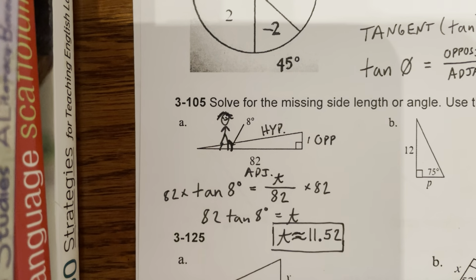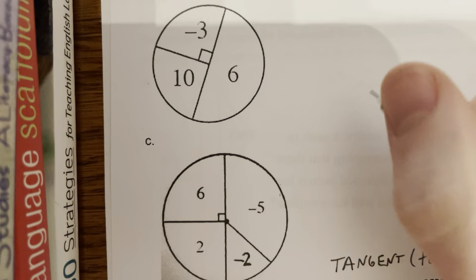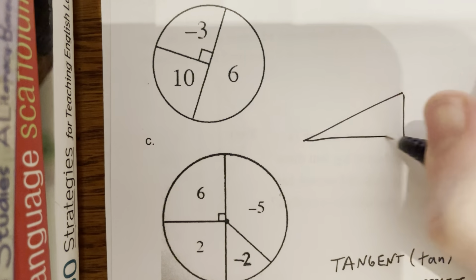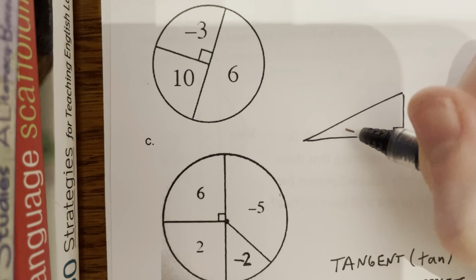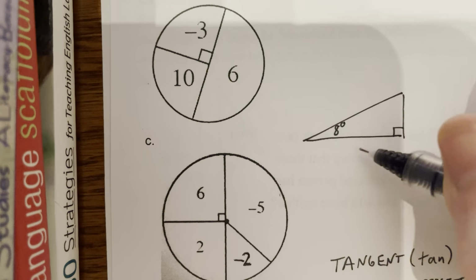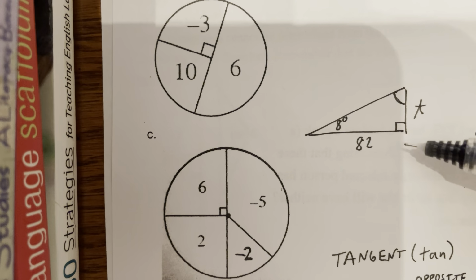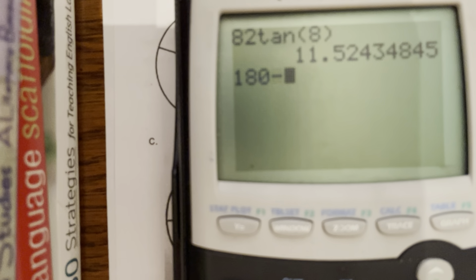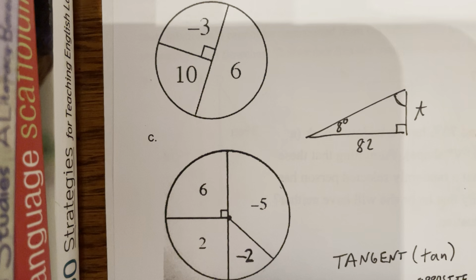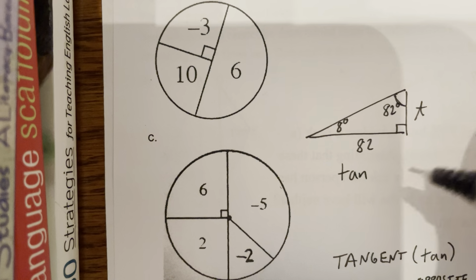Keep in mind there's another way we could do this, and let me redraw it over here. This is 8 degrees, it's a right angle, this is 82, and this is t. We could figure out what this angle is right here, because all of the angles in a triangle add up to 180. Knowing that this is 8 degrees and this is 90 degrees, together they make 98. So 180 minus 98, that must mean the remaining angle is 82 degrees. Now we can create a tangent ratio.